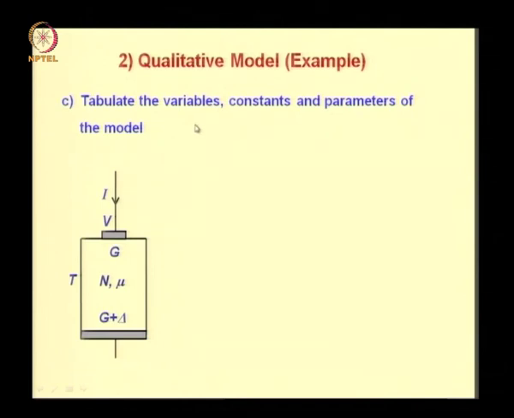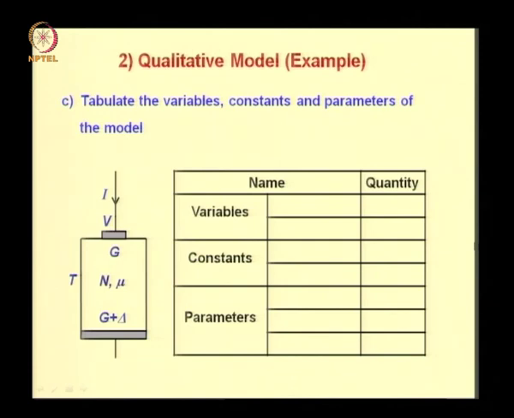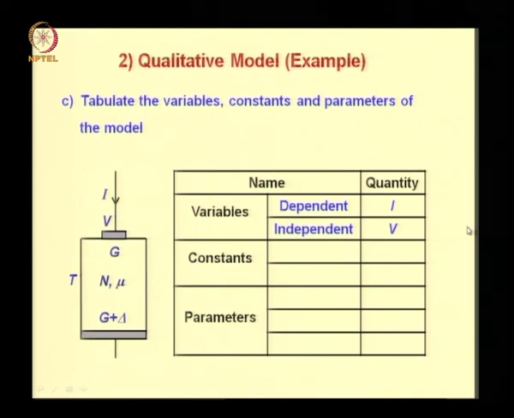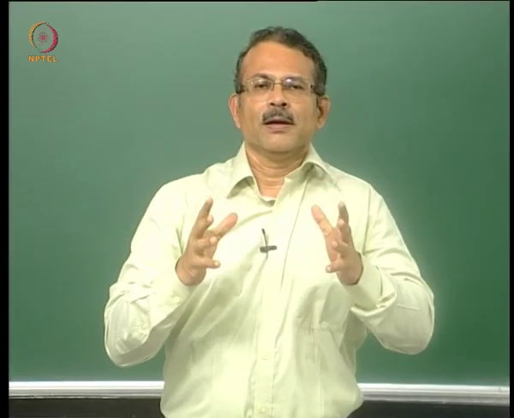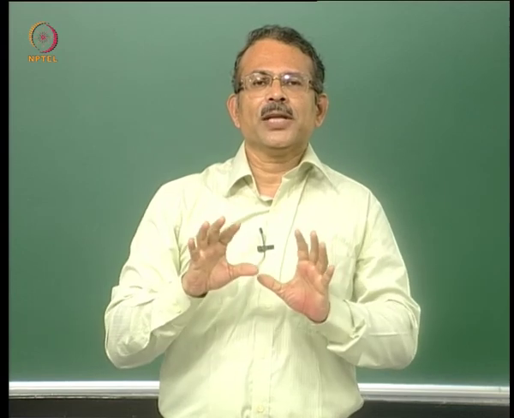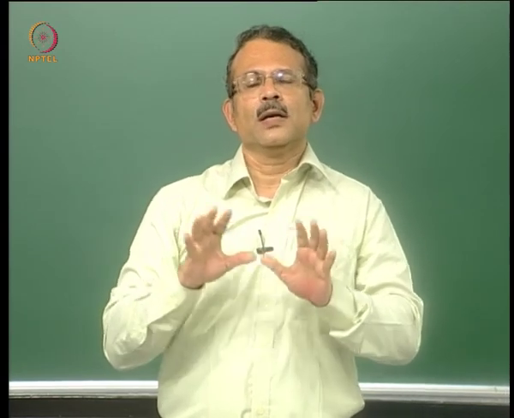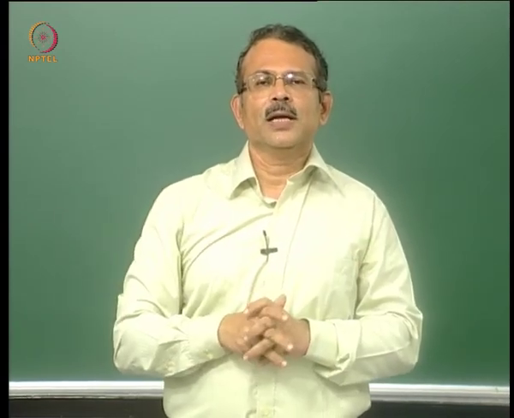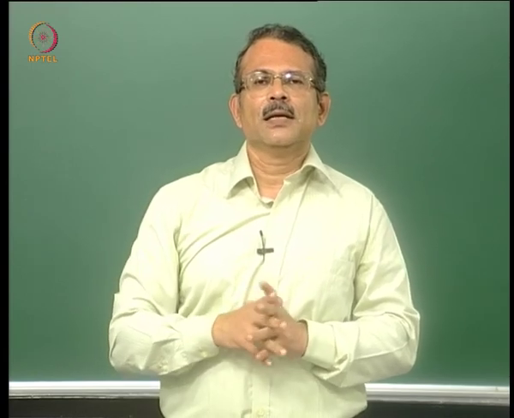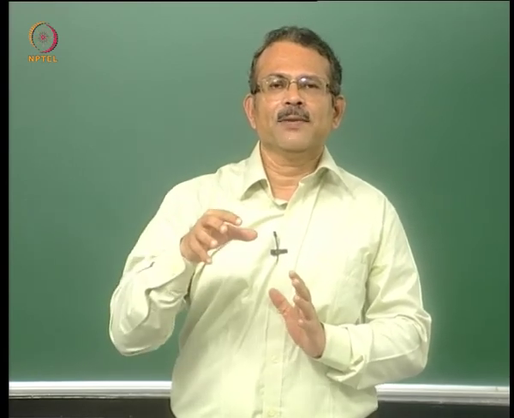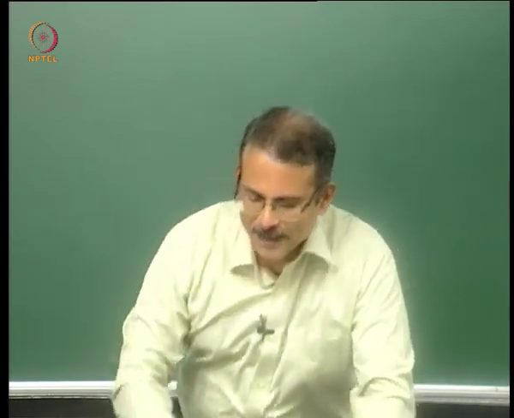So let us separate them into variables, constants and parameters. So variables can be dependent or independent. In our case, the dependent variable is the current and independent variable is the voltage. In general, when we are trying to model device characteristics, we apply a voltage to set up a current. This is true for almost all the devices. Therefore, in general, in our device modeling exercise, the current will be a dependent variable and voltage will be an independent variable.